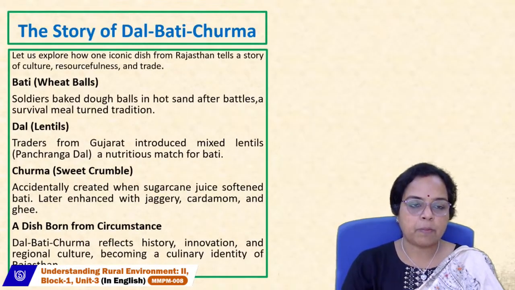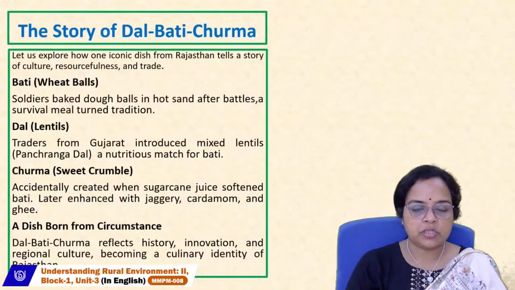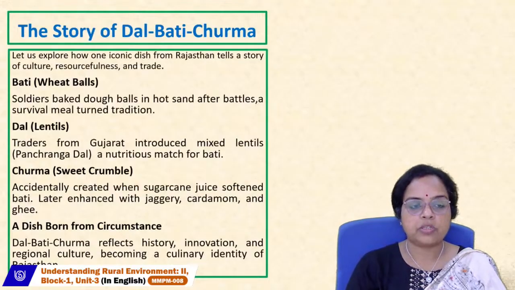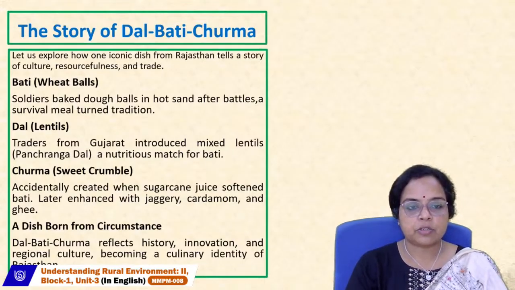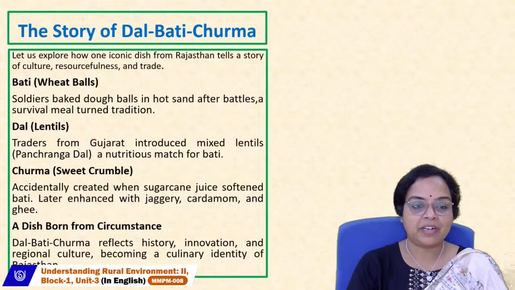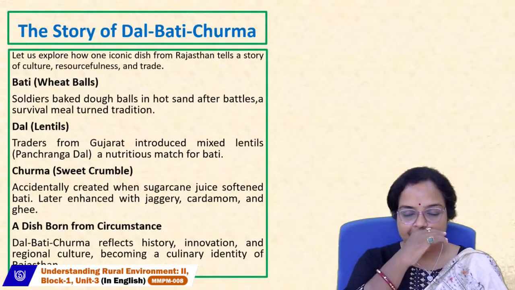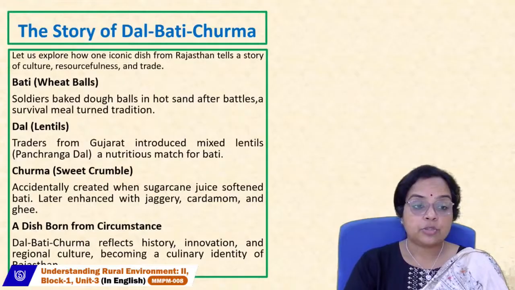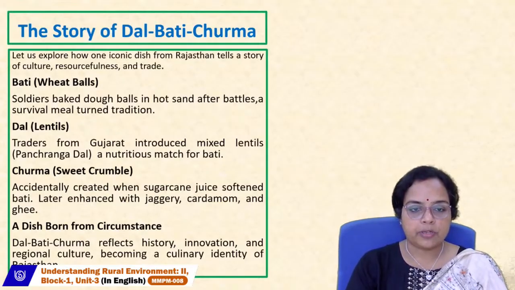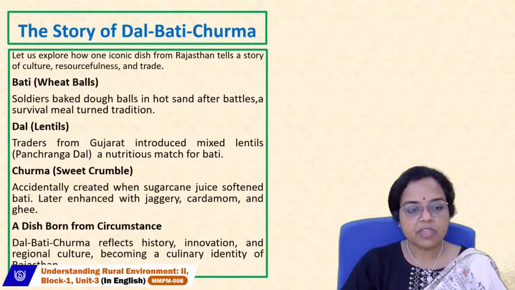Bati is like wheat balls, not so big, but small balls. Soldiers baked dough balls in hot sand in Rajasthan after battles as a survival meal, but later it turned into a tradition. What was the initial purpose of this bati? In the dry weather, soldiers baked dough balls, made of atta only, in hot sand for their survival meals. But slowly it made the Rajasthani culture.